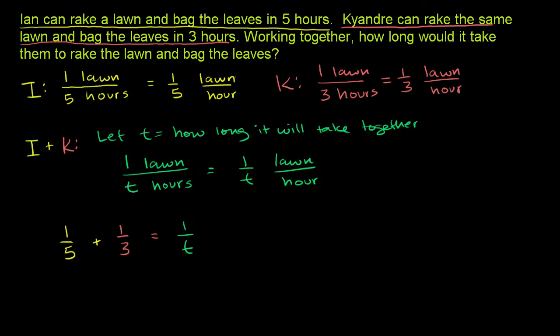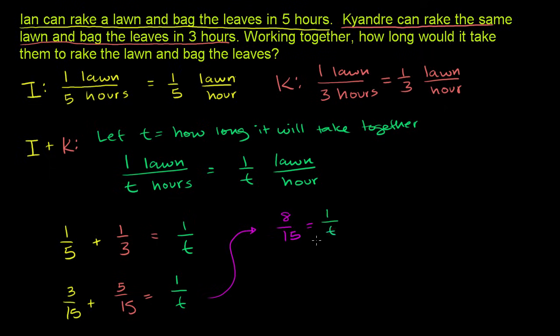To do that, we just have to add 1/5 plus 1/3. We can use a common denominator of 15. So this is the same thing as 3 over 15 plus 5 over 15, which is equal to 1 over t. Now we have a common denominator, so 3 plus 5 is 8. This is going to be 8 over 15, equal to 1 over t.